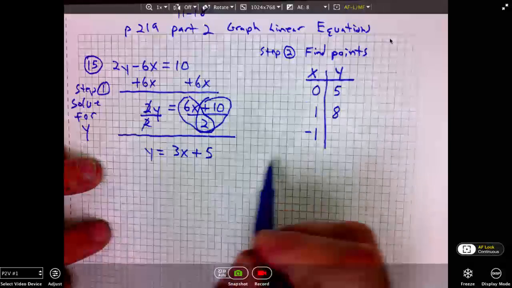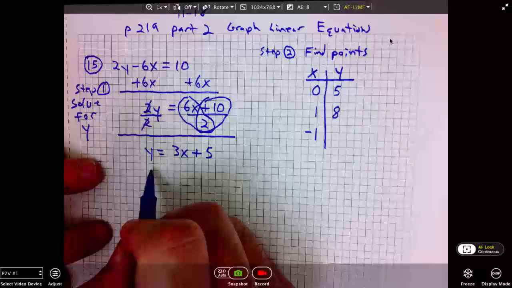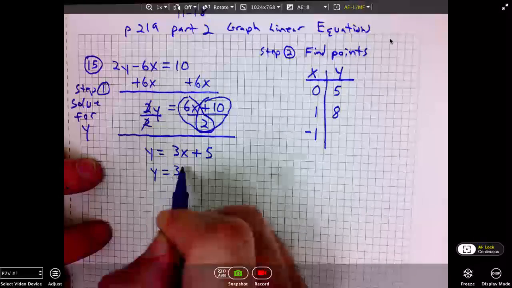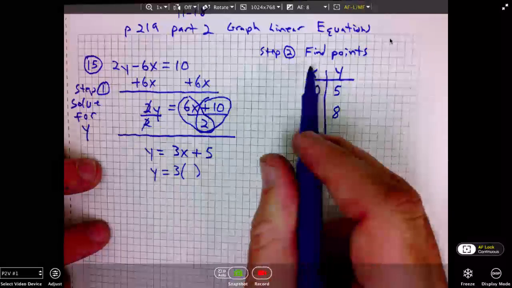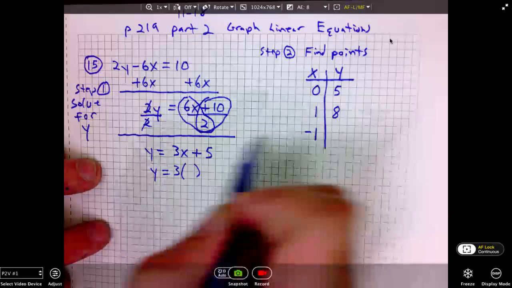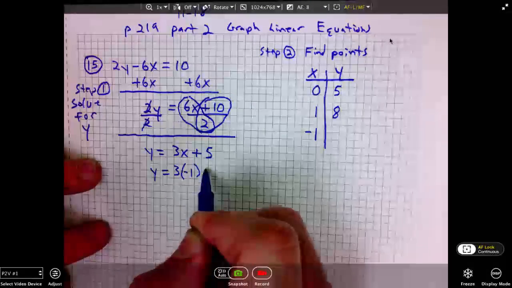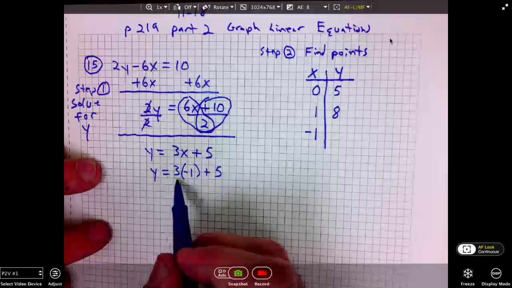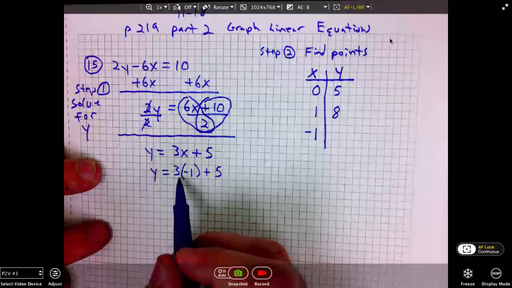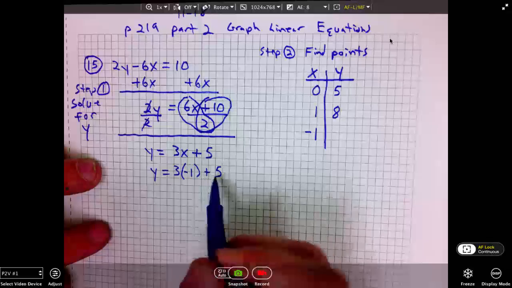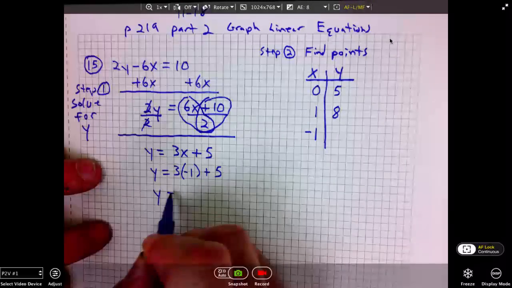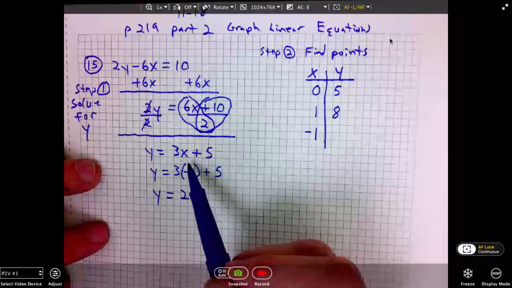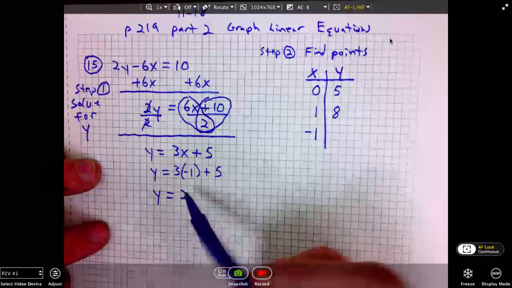Now substituting negative 1. I'm going to show the negative 1 substitution so we're clear what's going on. X is negative 1. Negative 1 is coming in place of x. You can use your calculator to evaluate this right side. 3 times negative 1 is negative 3, plus 5 is a positive 2. Y is 2. What we're saying here is when x is negative 1, y is 2.